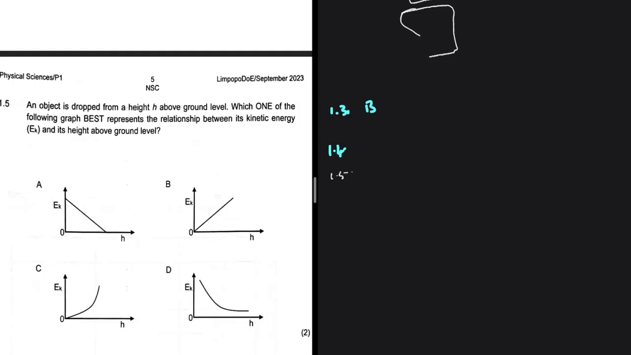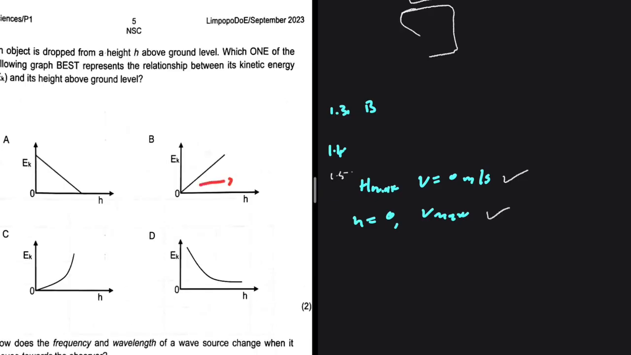Let's think about that. At our maximum height, v is equal to 0 meters per second, because our object is just getting dropped at maximum height. And when the height is equal to 0, our object is striking the ground. So we have v max. Without even looking at the options, we can deduce this just from vertical projectile motion. So let's try to find a graph that supports what we are saying, which we know to be true. Here, as the height is increasing, the kinetic energy is increasing. This cannot be true.